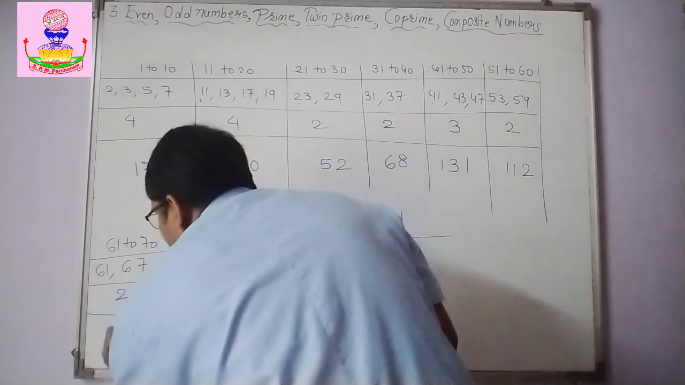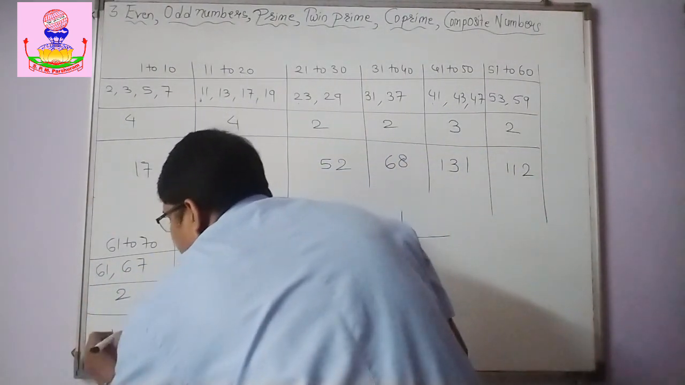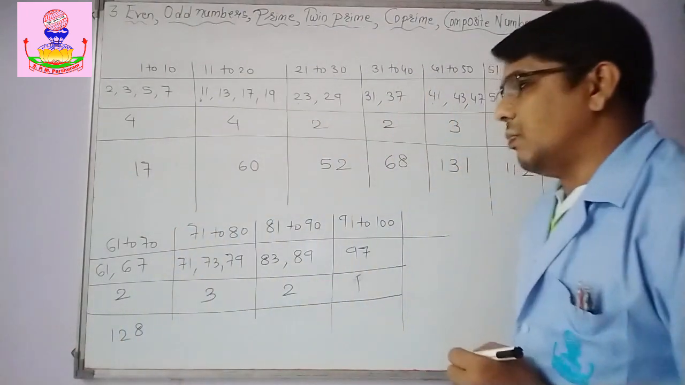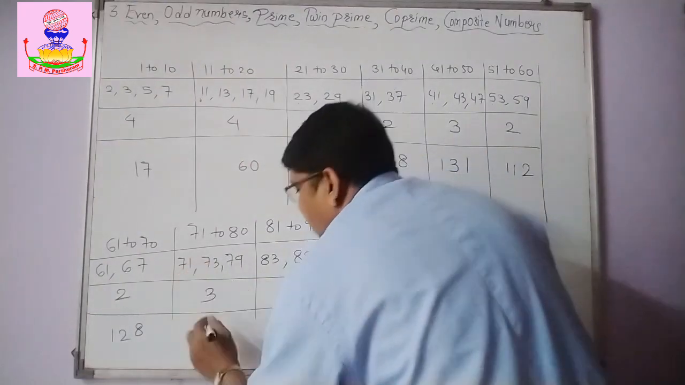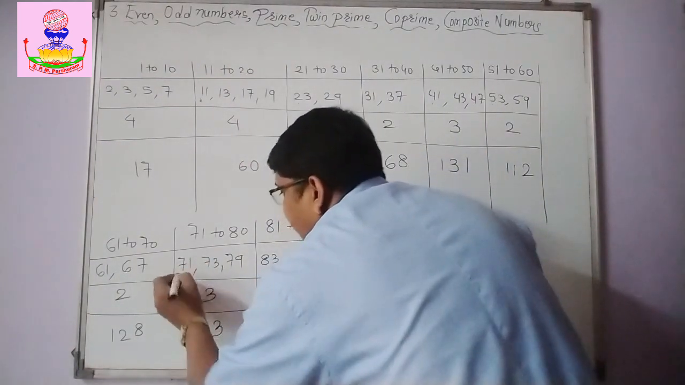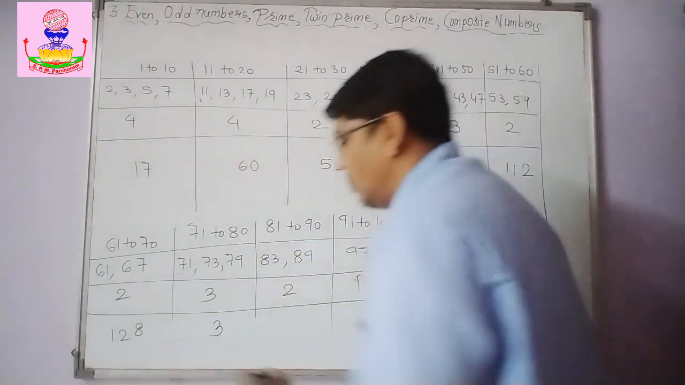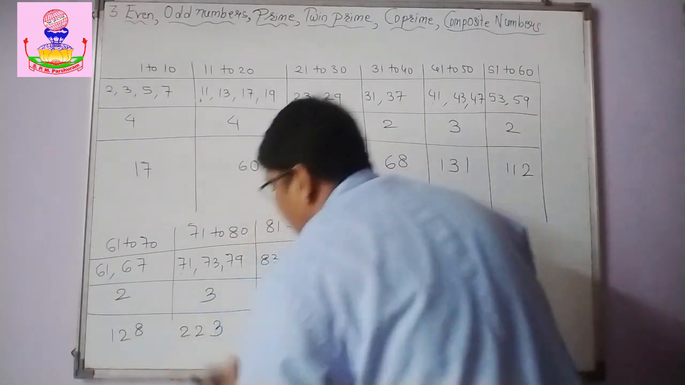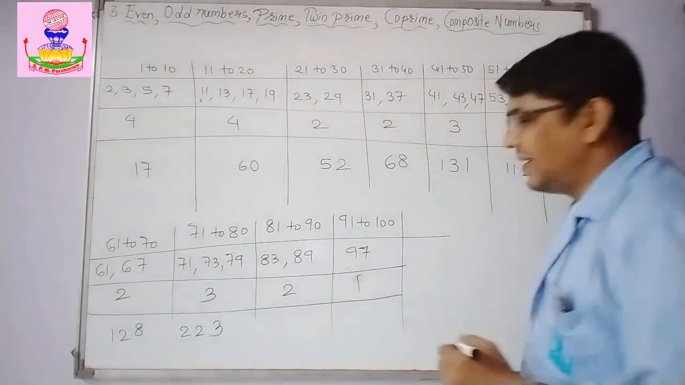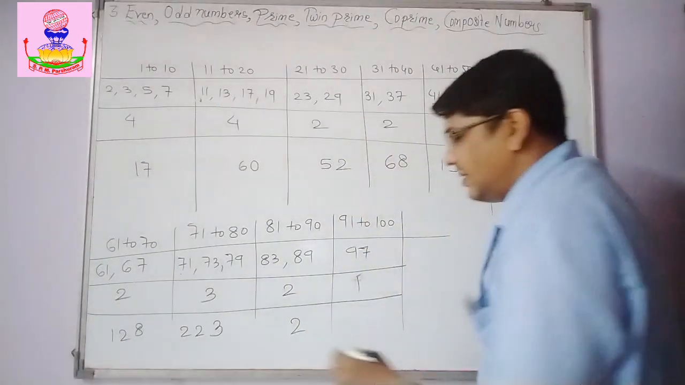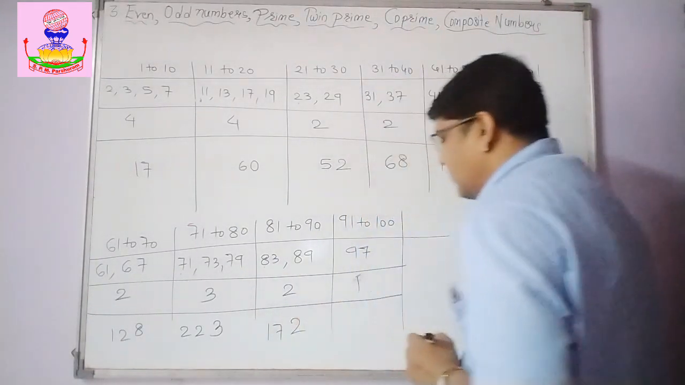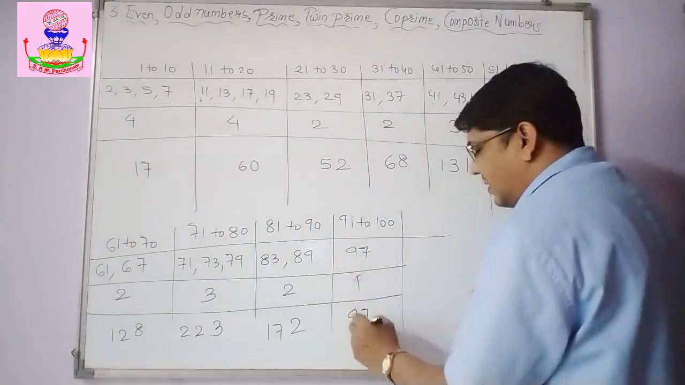6 plus 1, 8, 7 plus 1, 8, 6 plus 6, 12. So 128. Then 9 plus 3, 12 plus 1, 13. 1 carry on. 7 3 is 21 plus 1, 22. Then 9 plus 3, 12, 1. 16 plus 1, 17. And here 97.